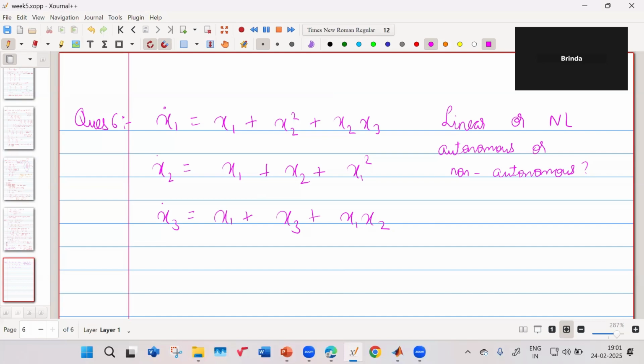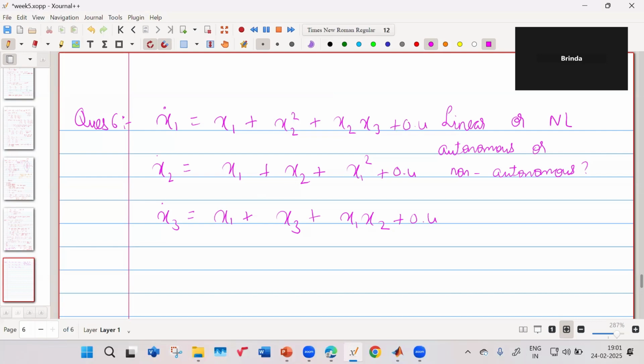So this system is an autonomous system because there is no external input. Okay, in all these cases, it is 0 into u, right? So there's no effect of any external input. So this is one point.